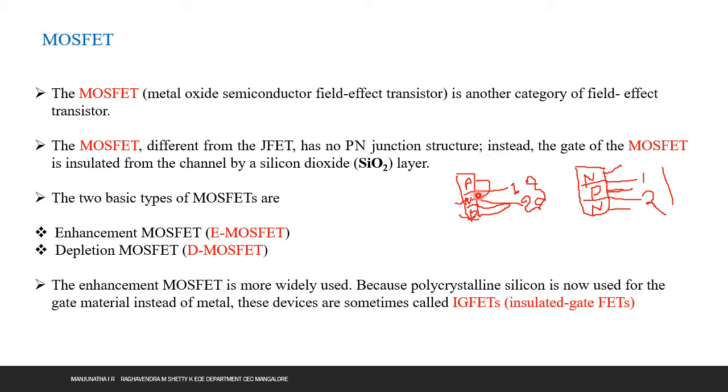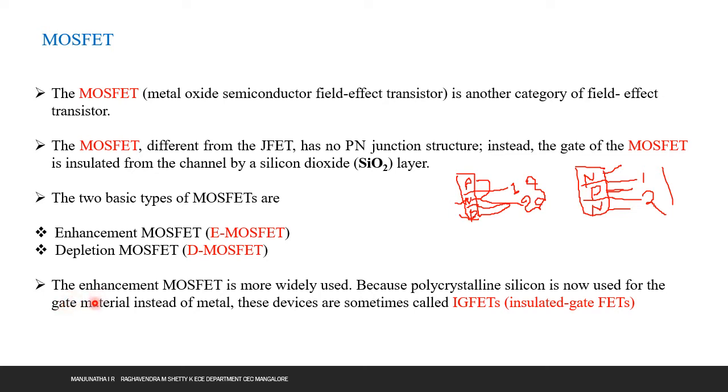So instead of a PN junction, the gate of the MOSFET is insulated from the channel by a silicon dioxide layer. You can observe the silicon dioxide layer at the gate of the MOSFET, which we can see in the structure of MOSFET in the coming slide. Next, types of MOSFETs. Basically there are two types, E-MOSFET and D-MOSFET. E-MOSFET stands for enhancement MOSFET, D-MOSFET stands for depletion MOSFET, and the details about E-MOSFET and D-MOSFET will be discussed in the coming slides in the same lecture.